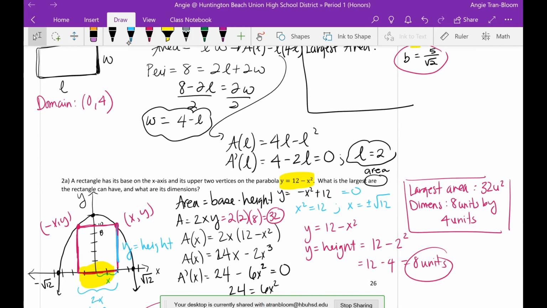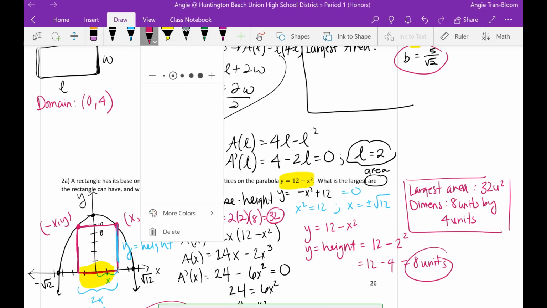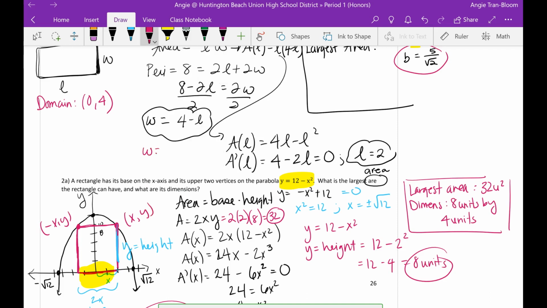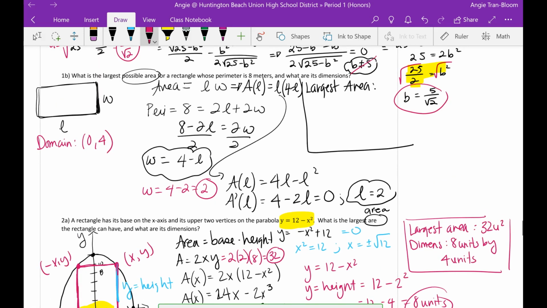So when you solve for L, is it within the domain? Which means you can keep it. So now you got L. W is also, what's W? Also what? 2. Okay, so we got those. What's the largest area? 4. So largest area is 4 meters squared. Dimensions are 2 meters by 2 meters. Okay, so those are them.